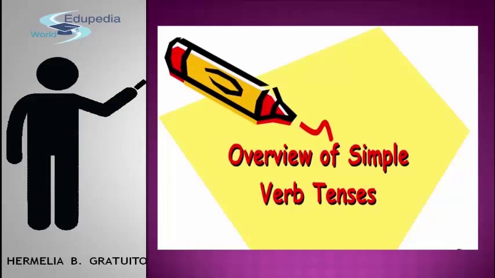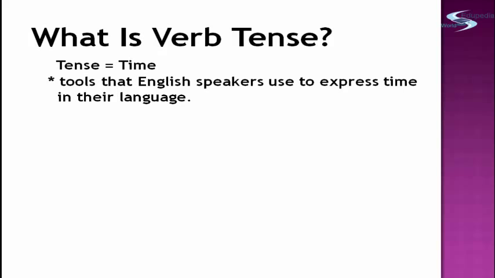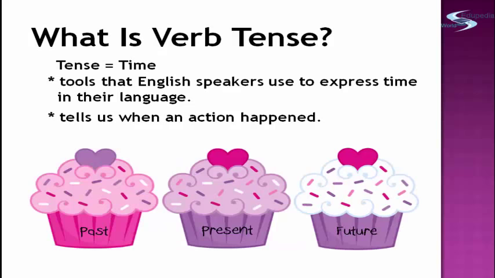Our lesson for today is all about simple verb tenses. What is verb tense? Tense means time. These are tools that English speakers use to express time in their language. It tells us when an action happened. So we have the past, the present, and the future.